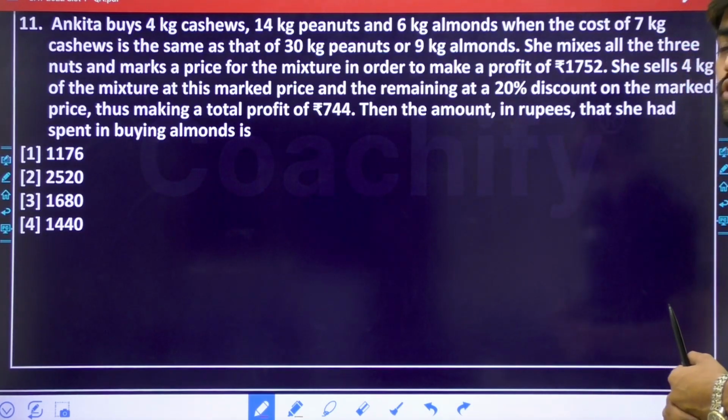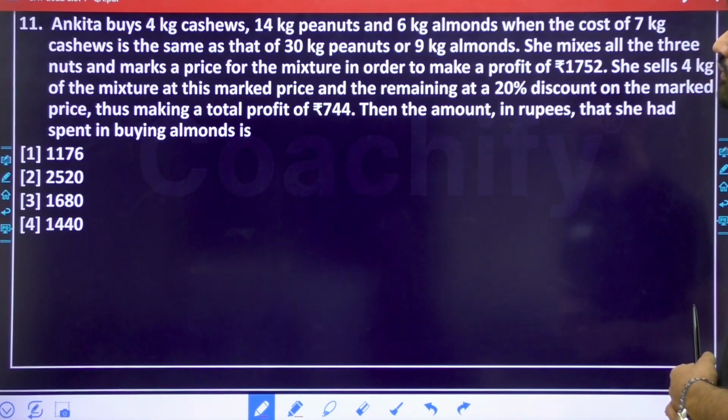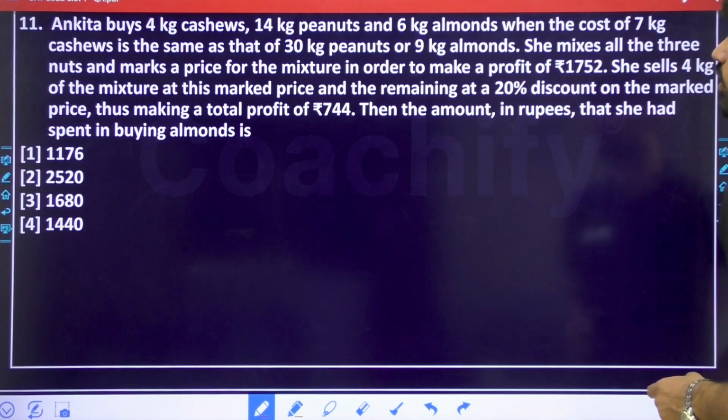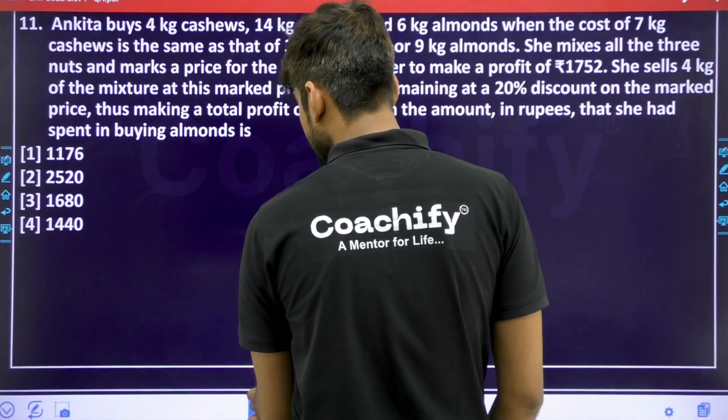This is again a very good question, which is based upon profit, loss and discount as well as your mixtures. Now the question says Ankita buys 4 kg of cashews, 14 kg of peanuts and 6 kg of almonds. So let's write it down here. What are the quantities available?